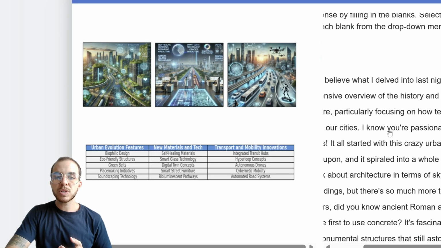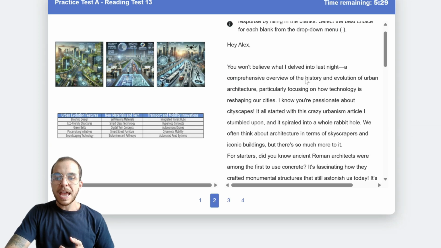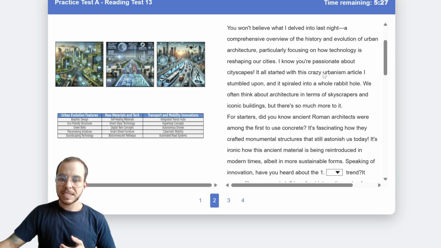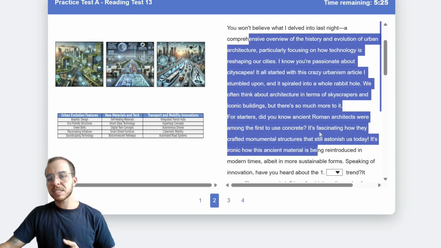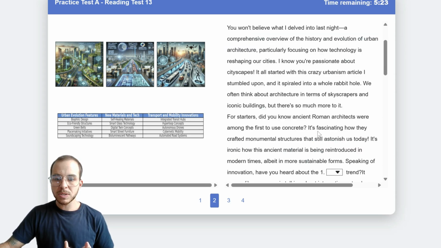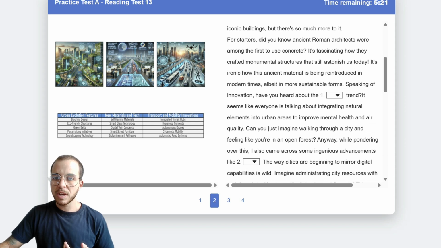The next thing you do is go into the questions, and already I can see there's so much text. I'm not even going to worry with that. I'm just going to go straight into the first question. So we'll start maybe around here. It's fascinating how they crafted a monumental structure that is still astonishing us today. It's ironic how these ancient materials are being reintroduced. Oh, we don't really care.